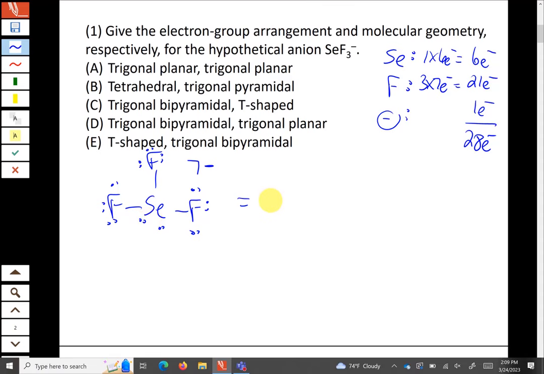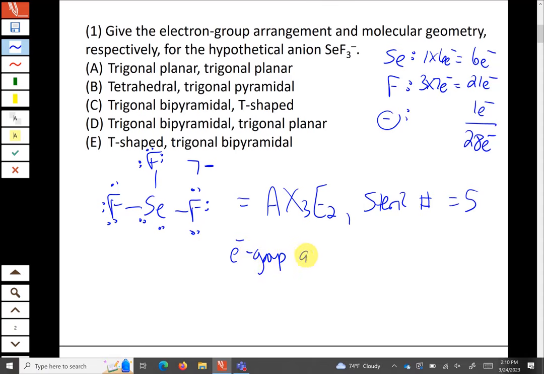Or we could also do this in the AXE notation. So our central atom A, and then we have 3 bonded atoms, so it would be X3, and then 2 lone pairs on the central atom, so E2. So however you decide to do that, you would count a steric number or a total number of electron groups of 5. So there's 5 things on the central atom, 3 bonded atoms, 2 lone pairs for a total of 5. And so that number is going to dictate the electron group arrangement. Any combination of 5 is going to give the same electron group arrangement, which would be the trigonal bipyramidal one.